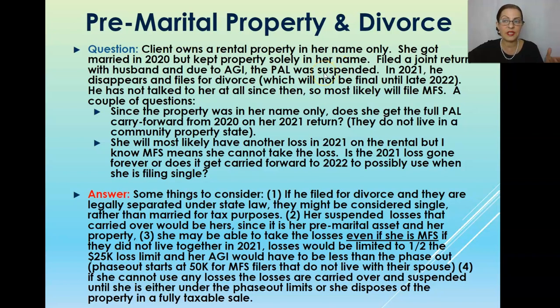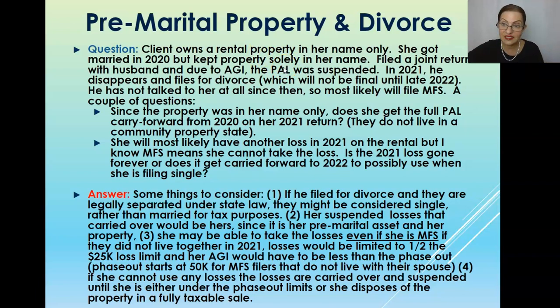And this is true even if you're in a community property state. So this is property that was acquired before the marriage. It was in her name only. And even after her marriage to her spouse, she decided to keep the property solely in her name. She filed a joint return with her husband, and due to AGI, right, once you get over 100,000, that's when the losses start to phase out when you have a passive rental property. So when we're talking about due to AGI, we're talking about adjusted gross income was too high, and the PAL was suspended. PAL means passive activity losses, which means this is a passive activity rental, okay? And she was reported on Schedule E.